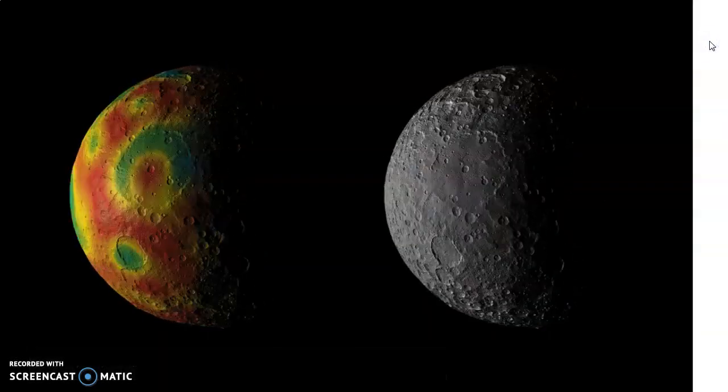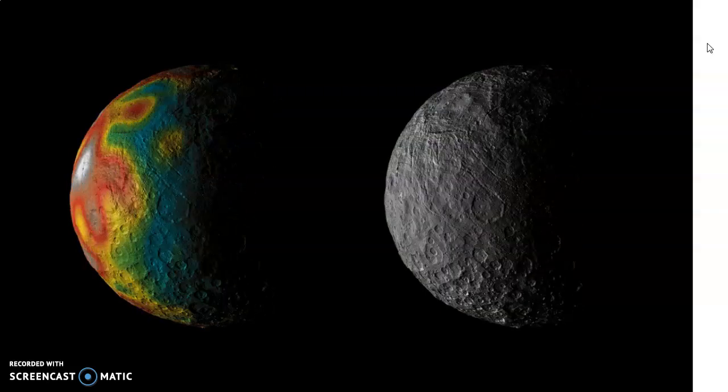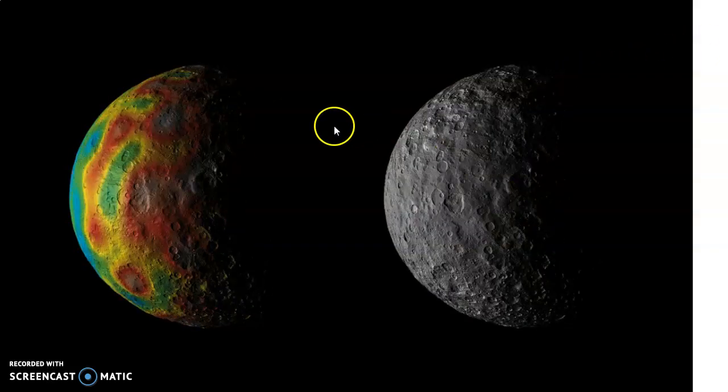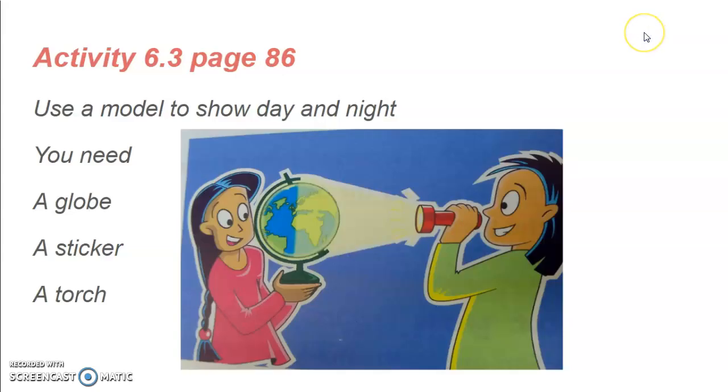Look at this picture. Here it shows the rotation of the Earth around its axis. Now, I'd like you to do a model to show day and night. It's the activity on page 86, 6.3. For this activity, you need a globe, مجسم الكرة الأرضية, if you have. It's not necessary. You can use a ball or something else, a sticker, and a torch.